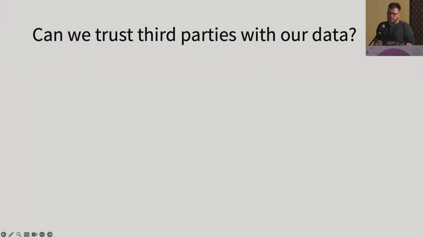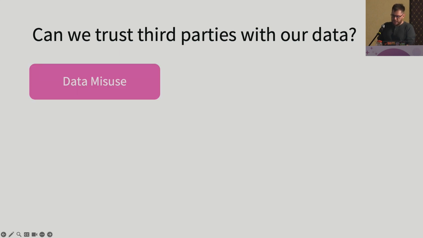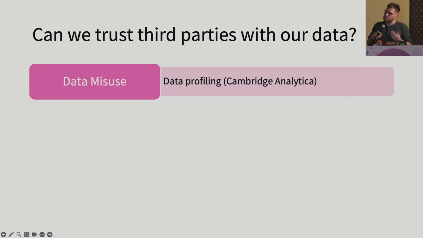So the question is, can we really trust third parties with our data? I think the nicest assumption is that we assume that all parties are acting as best as possible. But there are still a few cases where our data isn't necessarily as safe as we would like. One case is data misuse, basically handing off data to people who it shouldn't have been given to, or analyzing data in ways that it shouldn't have.